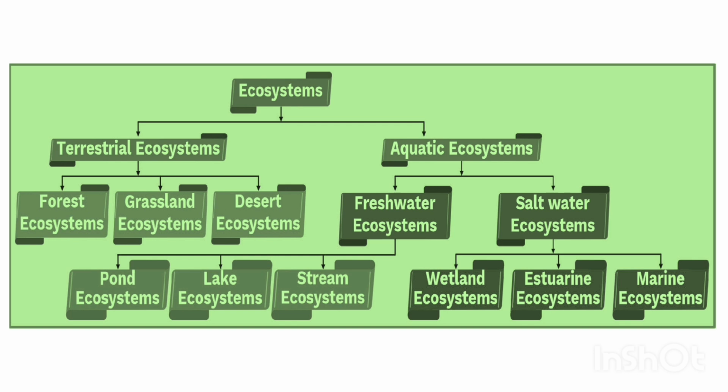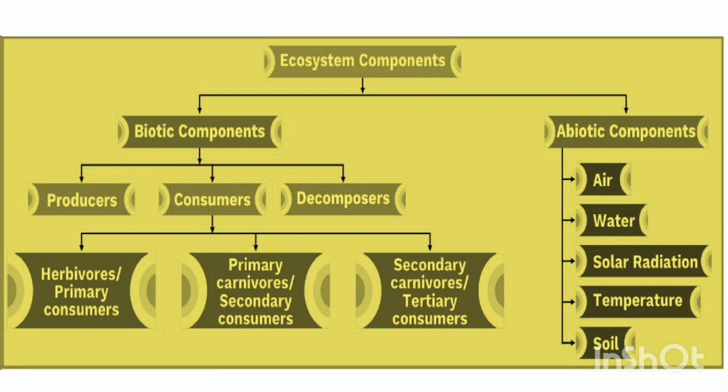Terrestrial ecosystem includes forest ecosystem, grassland ecosystem, desert ecosystem, whereas aquatic ecosystem includes one freshwater, one marine or saltwater ecosystem. So freshwater includes pond, lake and stream ecosystem, and marine or saltwater ecosystem includes wetland ecosystem, estuarine ecosystem, marine ecosystem. Okay. So what are the components of an ecosystem?